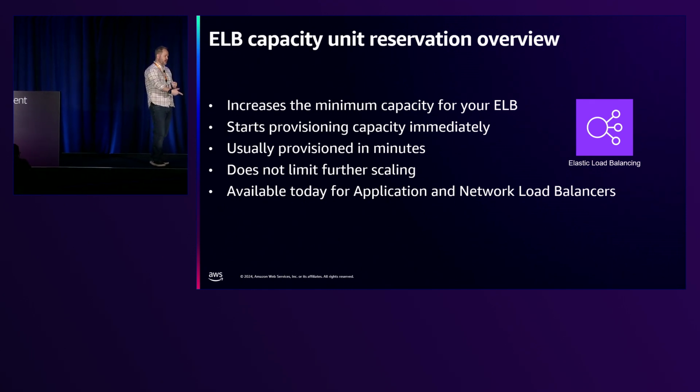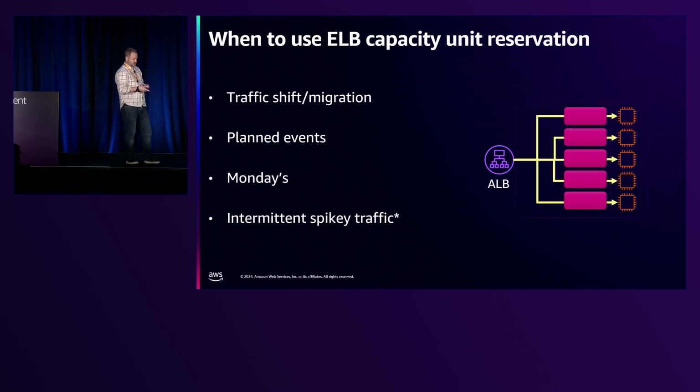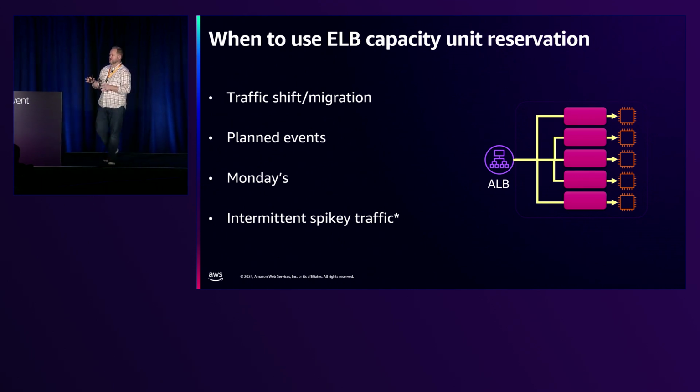So when you make the API call, we start configuring the capacity immediately, and then there's a describe you can loop on and say, are we done with the provisioning the capacity? It's available for application and network. I did mention that. So when do we expect folks to use this? Like, what are the use cases that you have that you can do to make sure that your events or different things go smoothly?